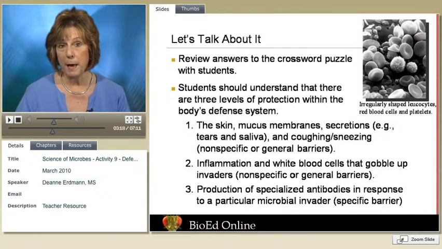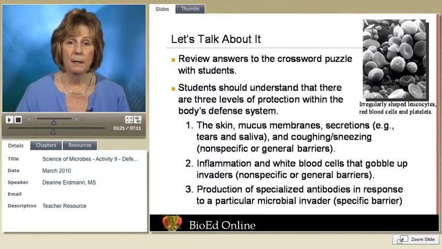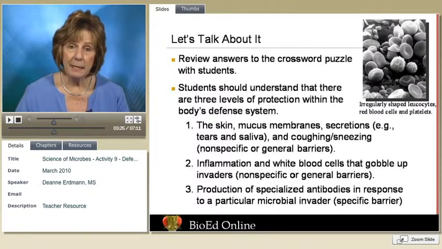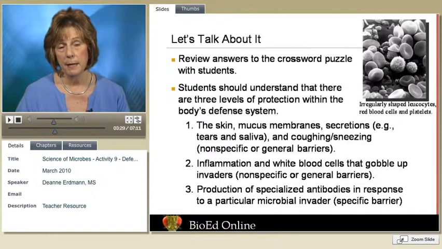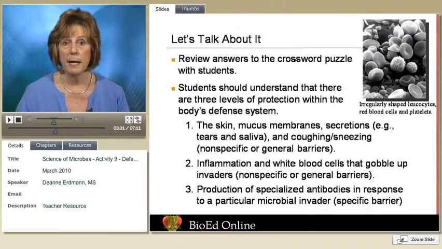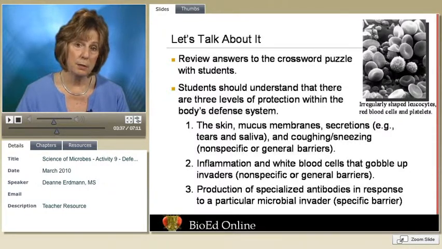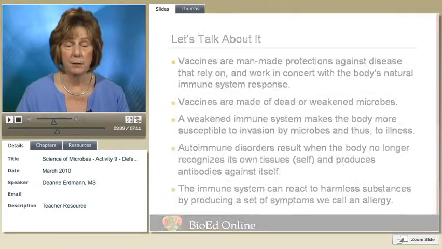Then within the body, the white blood cells are able to actually take in the foreign proteins that are represented by the microbes. And the body is able to produce specialized antibodies that are in response to these microbial invaders.